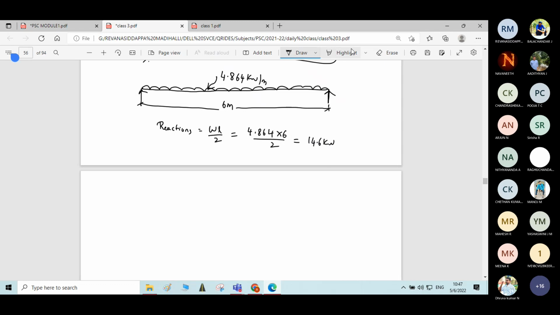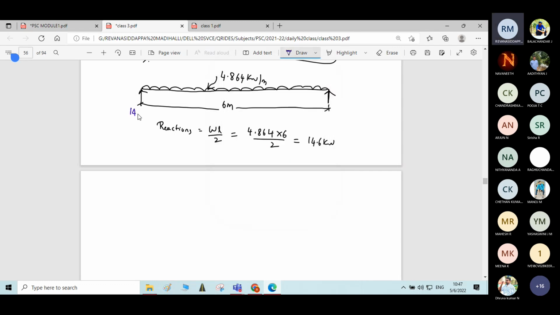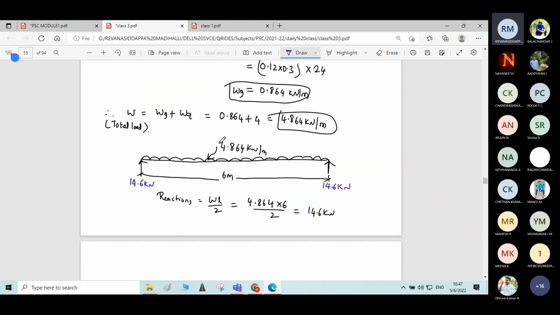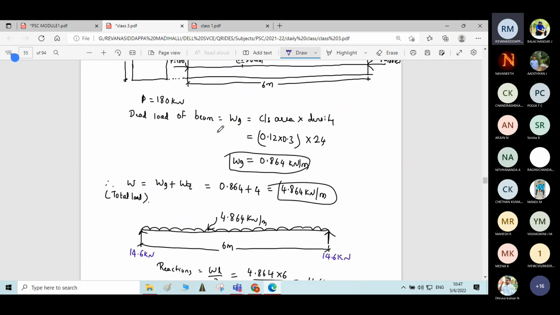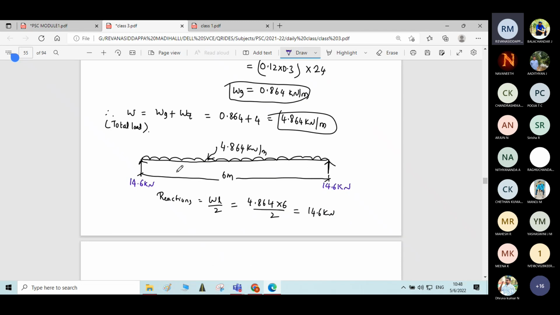Okay. Therefore, here 14.6 kilonewton and 14.6 kilonewton. Okay, reactions I have written. Now go to the question. So I have done all basic calculations. Basic calculations means I have calculated the dead load, I have calculated the total load, and I have calculated the reactions at the support for the total load that is acting on the beam.